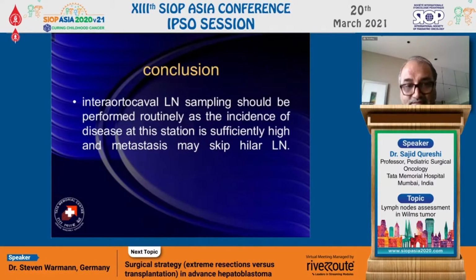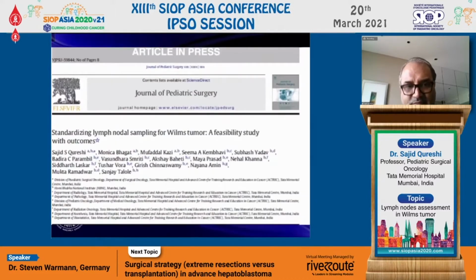And lastly, interaortic lymph node sampling should be performed routinely because the incidence is sufficiently high in this situation, and the metastasis can skip the hilar lymph node. We have published this study in the December 2020 issue.